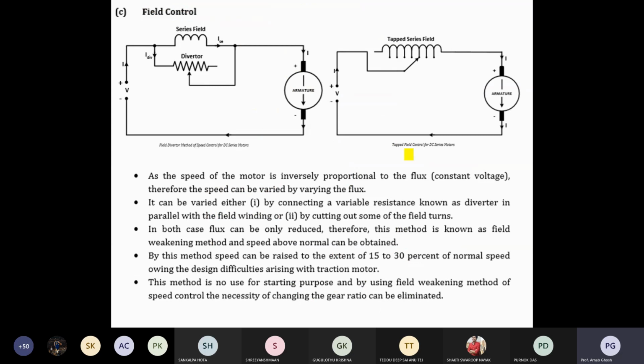So in case of field control, some question has arisen basically about how the field control will be done for a series motor. But in case of traction, we have to go for the field control to get the speed above the base speed. Different types of field control methods are there.